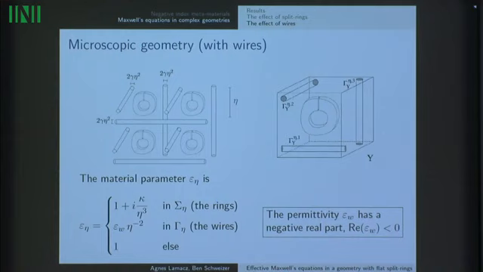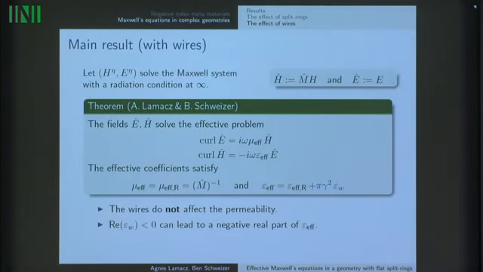Okay, and again the question is what happens in the limit as η goes to 0 in this new situation? And the answer is very similar to those from the first part. So again, for the special fields Ĥ and Ê, which did not change, they are exactly the same as before, we obtain an effective Maxwell system with new effective parameters μ and ε. In particular, it turns out that the effective permeability is exactly the same as before. Nothing changes. The wires do not contribute.